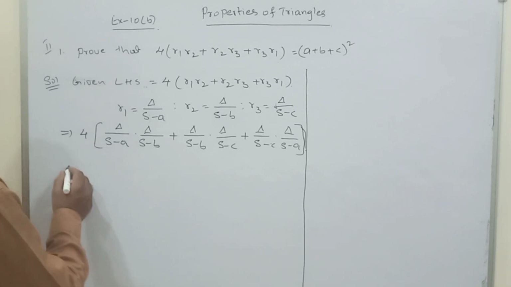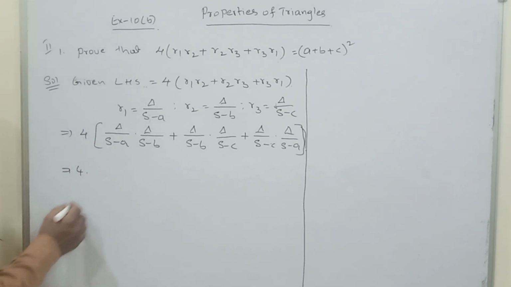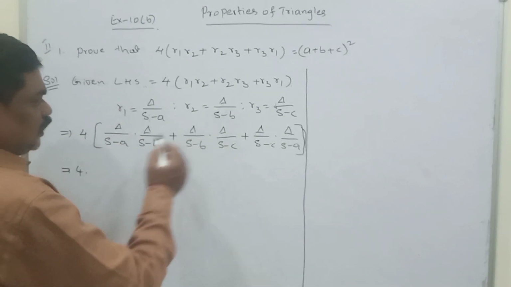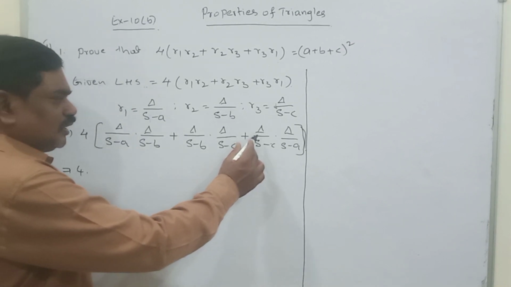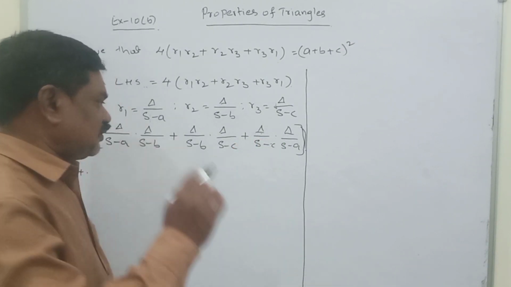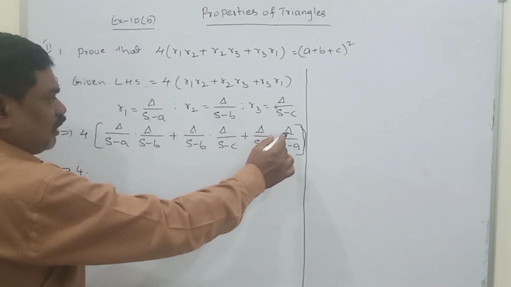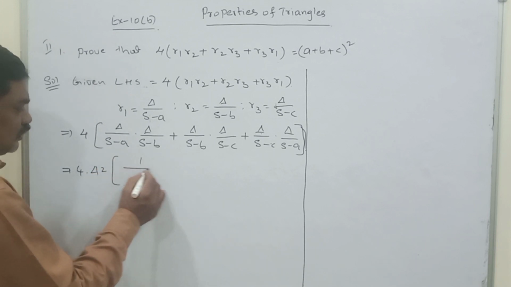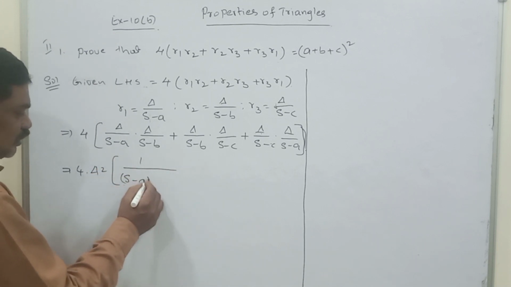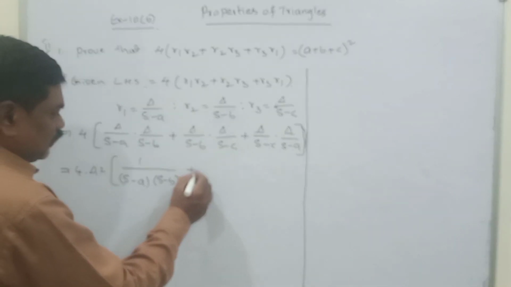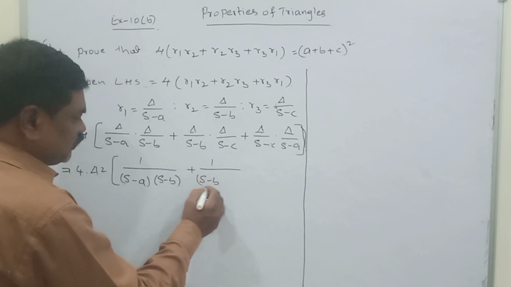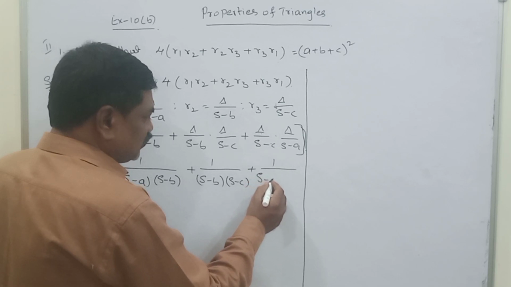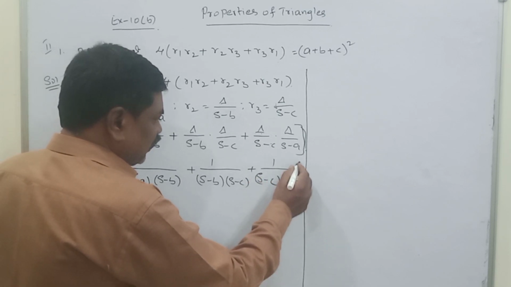Okay, all of you observe here: delta into delta, that is delta square, in the numerator, delta square in the numerator, delta square in the numerator. So in the numerator all have delta square. You take common delta square. What is the remaining? 1 by (s minus a)(s minus b) plus 1 by (s minus b)(s minus c) plus 1 by (s minus c)(s minus a).